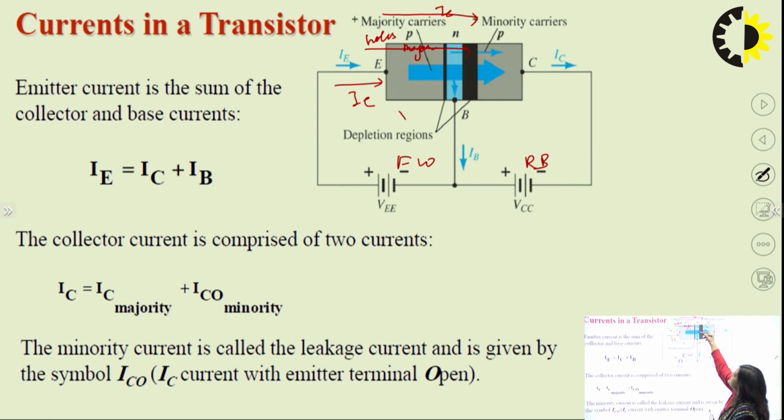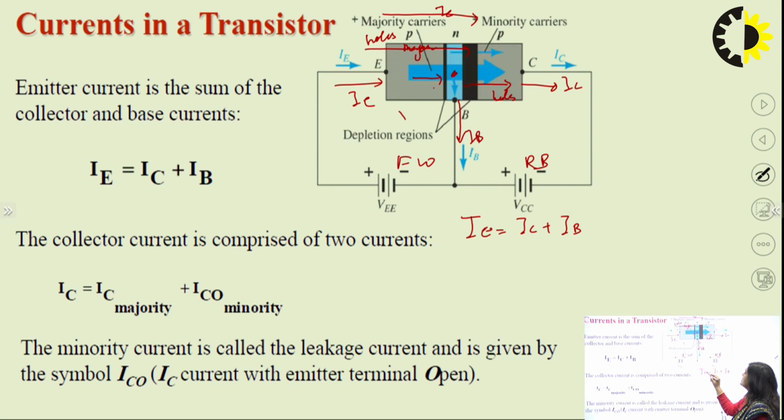And the holes coming from this P side will recombine with the electrons in the N side. Due to this recombination, the IB current flows in the circuit in this direction. The rest of the holes that are not recombined with the electrons will move to the collector side and contribute to the IC current. So from this diagram we can conclude that IE is equal to IC plus IB.